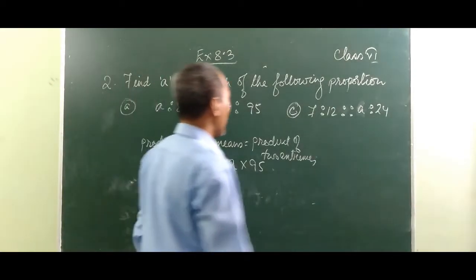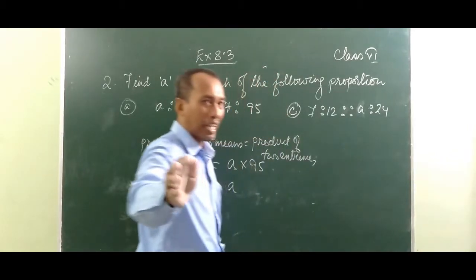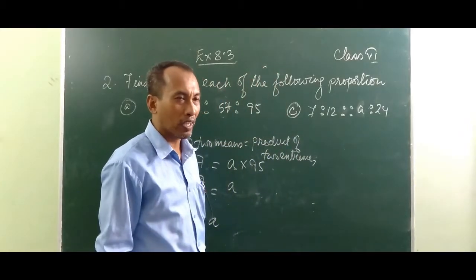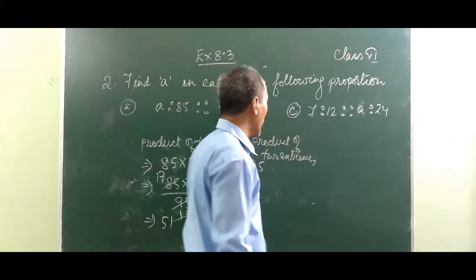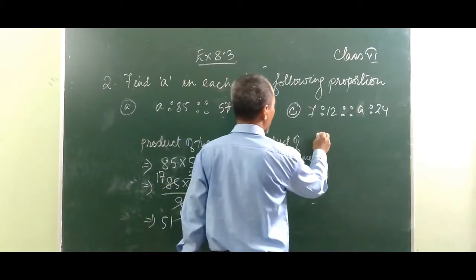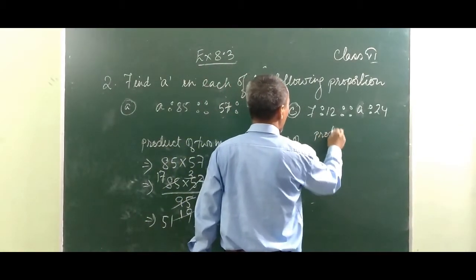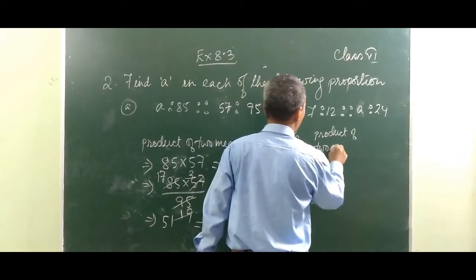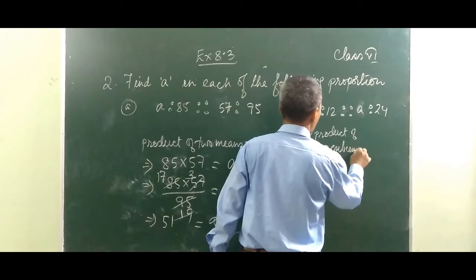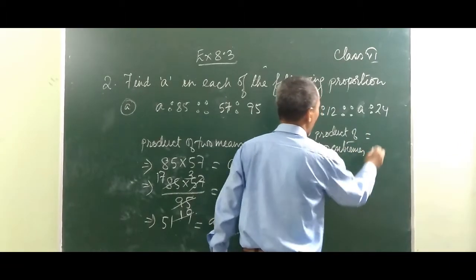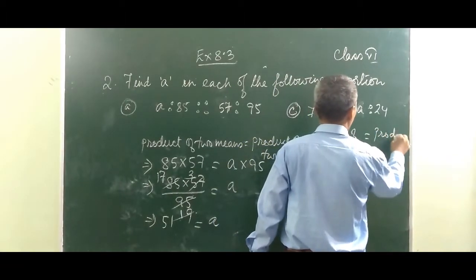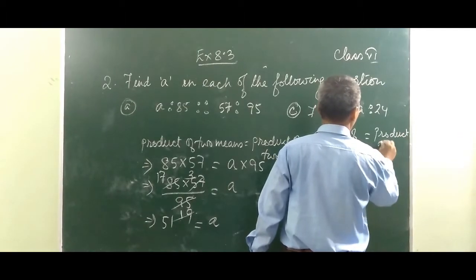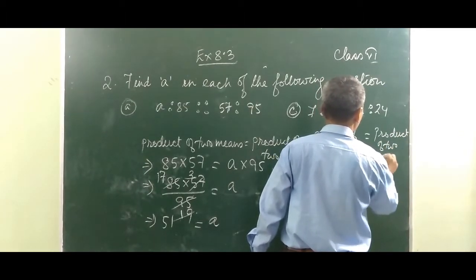Similarly, like that here in question number B and D, you do it as your homework. So here we will see question number C. Same thing here in question number C also. Product of two extremes is equals to the product of two means.